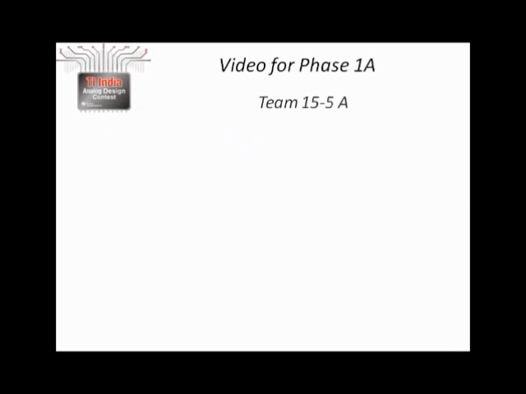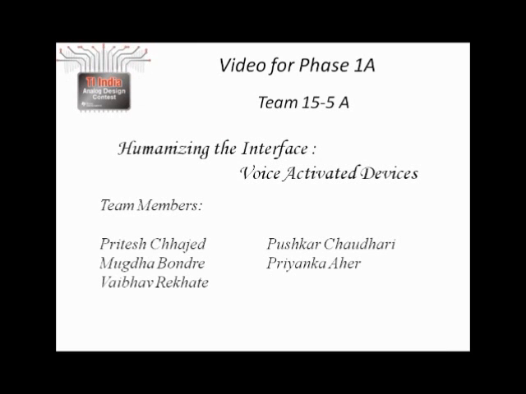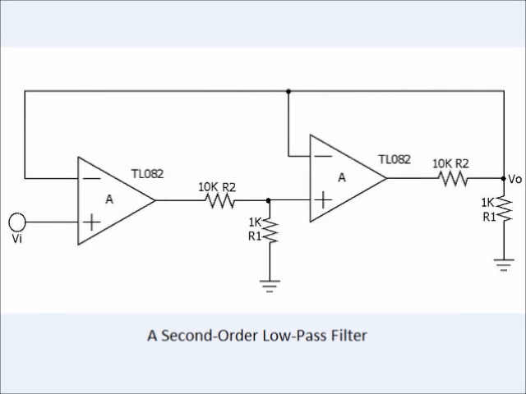Hello everybody. In this video, we will be discussing a second order low pass filter using the Texas Instruments op-amp TL082. We will be building the filter using a unity gain amplifier, that is a voltage buffer, in loop with another unity gain amplifier. Let us have a quick look at the circuit that is used.